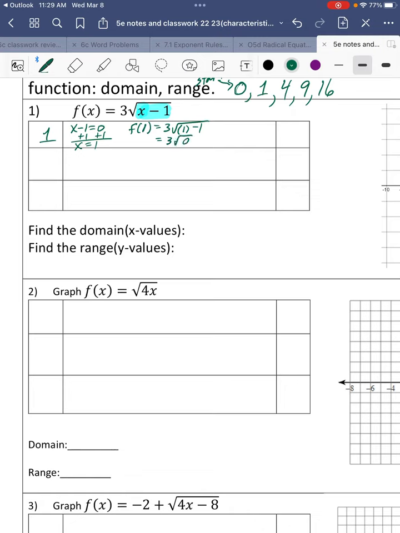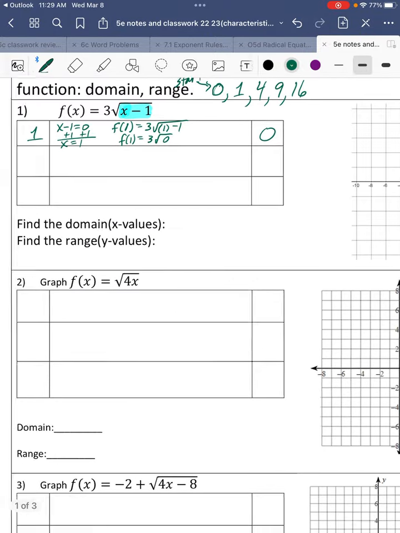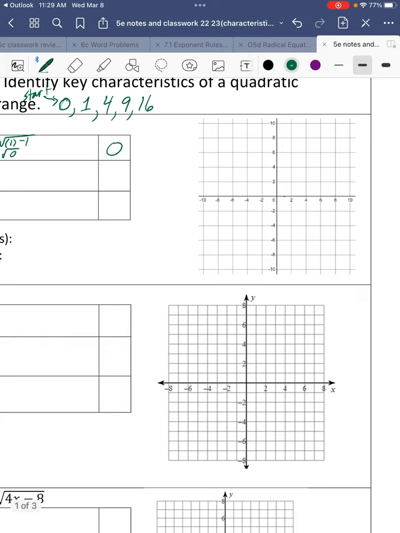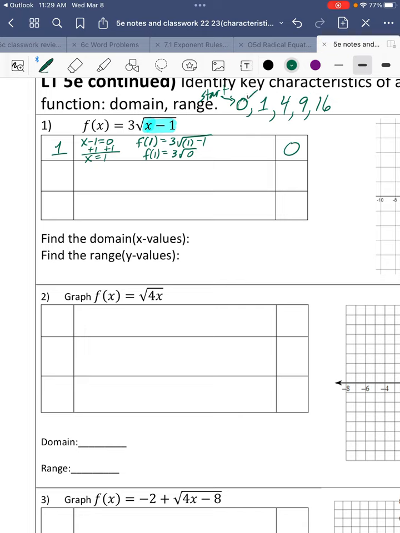1 minus 1, and 1 minus 1 is 0. Square root of 0 is 0 times 3 is 0. So 1, 0. So this is my starting point. This is where the graph for the radical is going to start, at 1, 0. Now I'm going to, so that 0 is checked off. Now I'm going to go to 1.